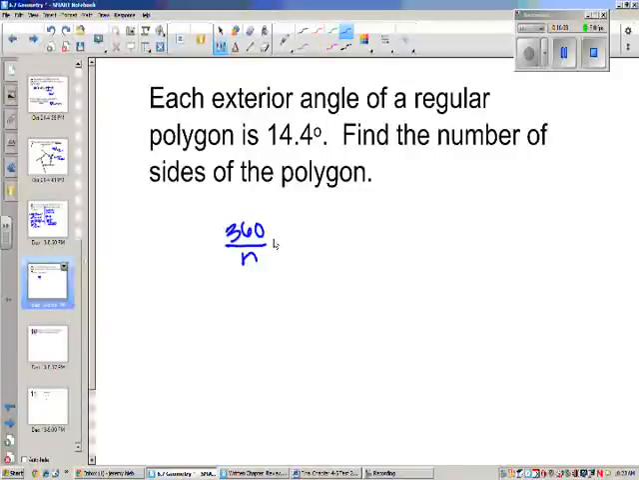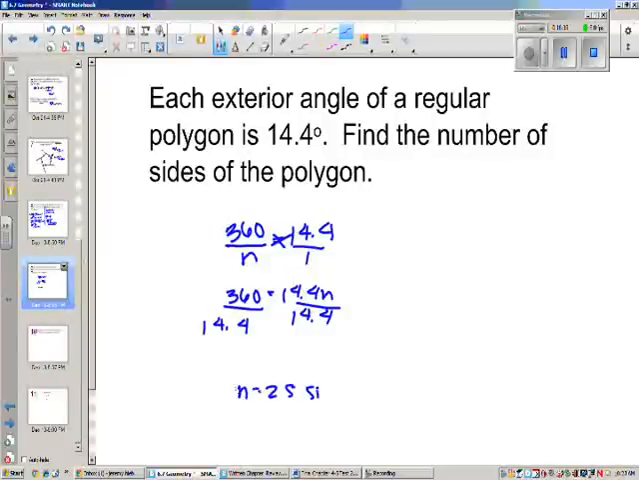All right, I hope you figured out the formula should be 360 over n equals 14.4. Again, it's the same as before. Cross multiply. I get 360 equals 14.4n. Divide by 14.4. So 360 divided by 14.4, and I get n equals 25 sides. I hope that one was pretty straightforward based on the last one. So it's always easier to use the exterior formula than the interior.